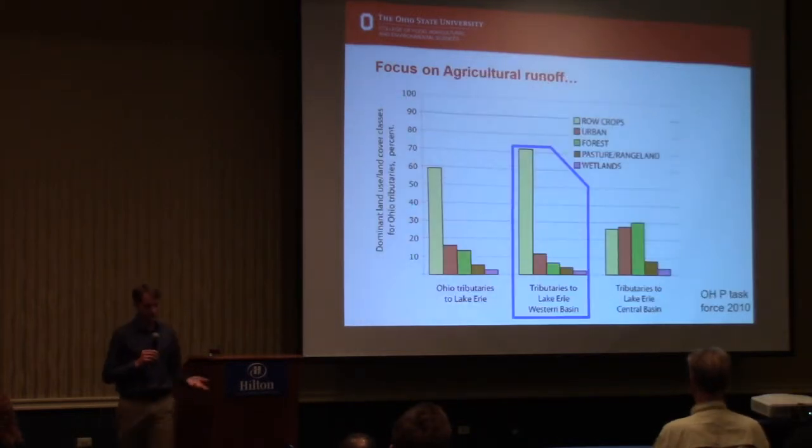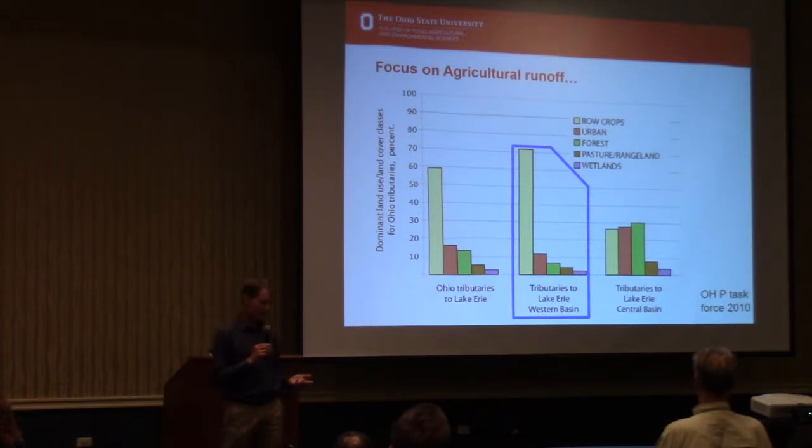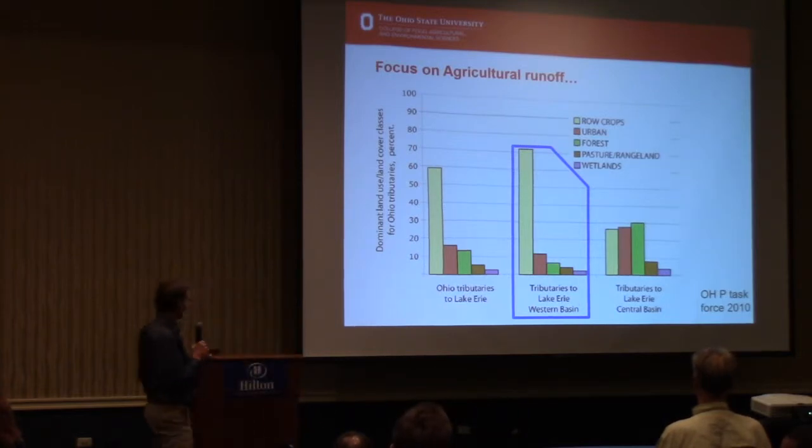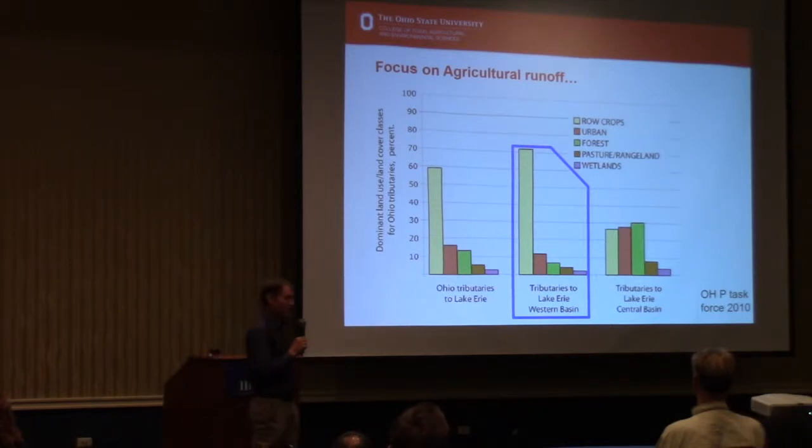And so we need to reduce the phosphorus. So how are we going to do that? What's the source of this phosphorus? Where are we going to look to cut back on the phosphorus coming into the lake? And the answer to that is agricultural runoff.